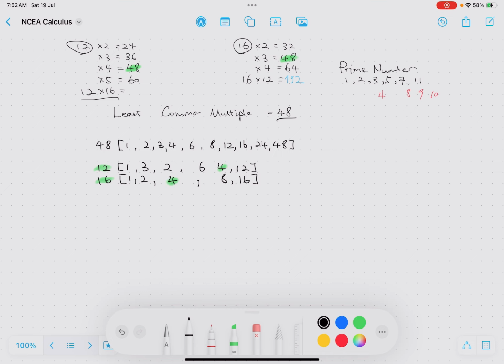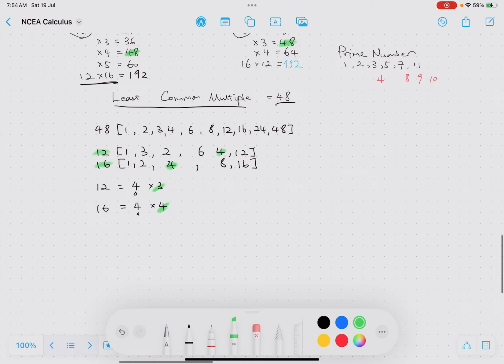Instead of seeing 12 as 12, we're going to see it as 4 times 3. And instead of seeing 16 as 16, we're going to see it as 4 times 4. As we mentioned above, the easiest way to find a multiple of two numbers is just to multiply them together. But you sometimes get a ridiculously large number that's not helpful in terms of finding the least common multiple. So if we break it down this way, we already know that 4 is a factor of these two numbers, and it's shared between the two. The only difference is this extra bit, so this extra bit is the only bit that we have to address.